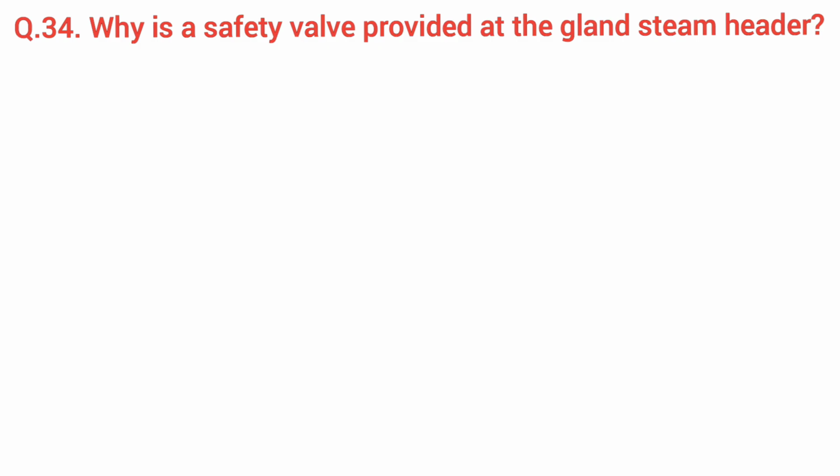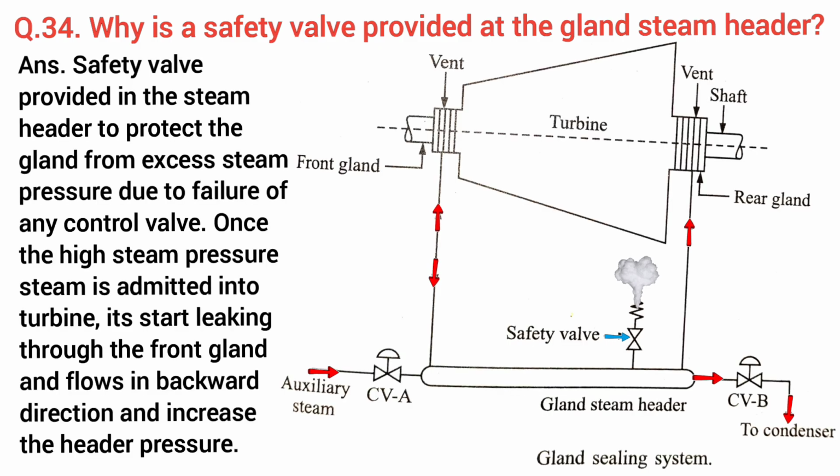Why is a safety valve provided at the gland steam header? Safety valve is provided in the steam header to protect the gland from excess steam pressure due to failure of any control valve. Once the high pressure steam is admitted into the turbine, it starts leaking through the front gland and flows in the backward direction and increases the header pressure.